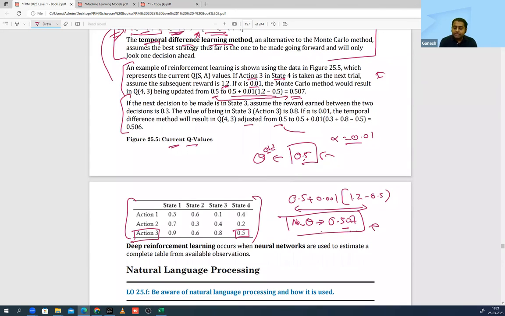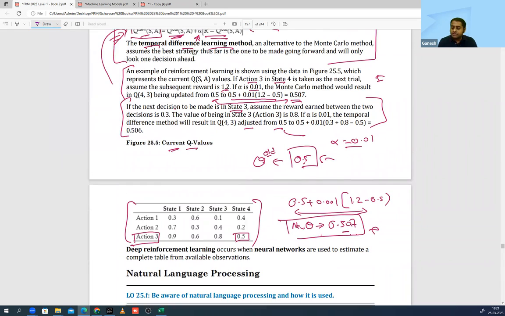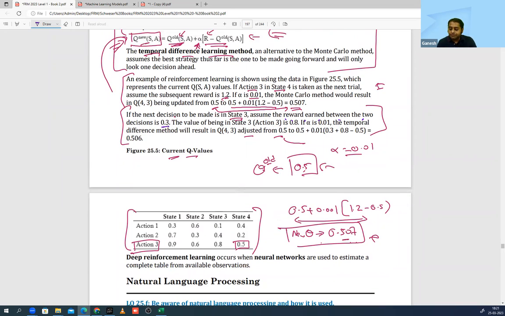Similarly, look at the second situation. If the next decision to be made is in state 3, okay, I'll change the color. If the next decision that I'm taking is state 3, and assume that the reward earned between the two decisions is 0.3. Okay, so state 3 has 0.8, the old one. What is my alpha? 0.01. The difference between the results Q4 and Q3. What is this Q4 and Q3?